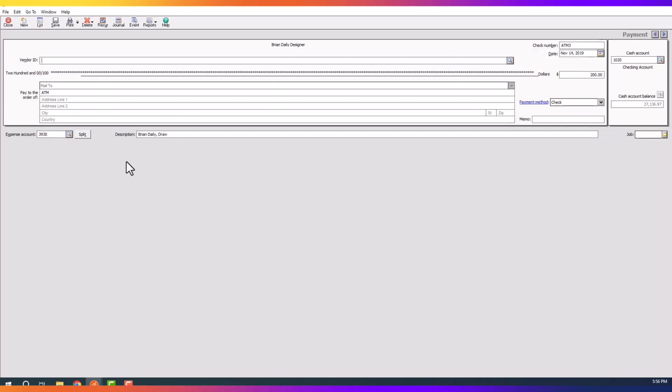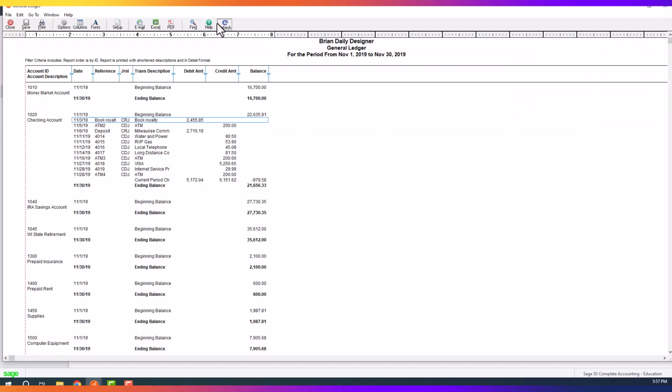I have it on the 14th, but it's actually on the 16th. So I'm going to change that date as well and resave it, close out of the screen. And now if I refresh, all the dates and all the details should match up, other than we had to do the reference numbers for the ATMs a little differently so that we didn't get those error messages.